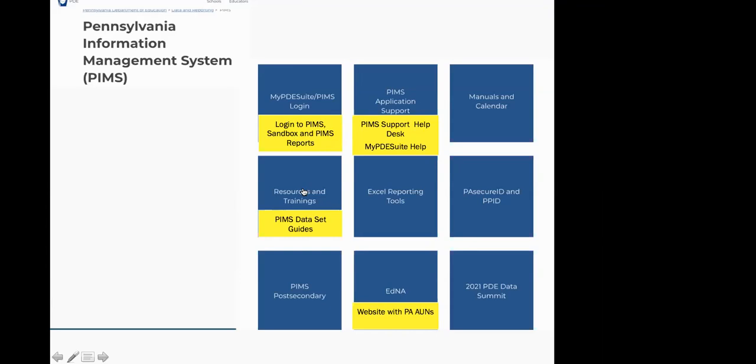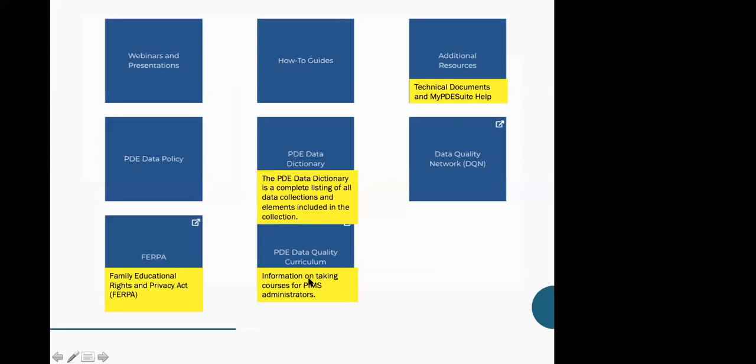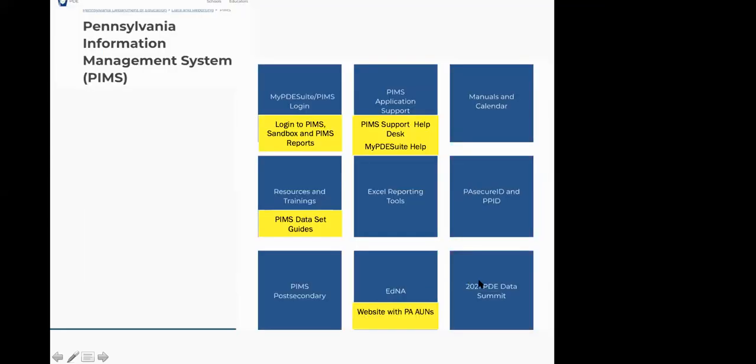This one has all sorts of data set guides, and here we've got EDNA, shortcut to get to EDNA, where all the AUNs are. Our Excel reporting tools, some of our uploads are done with a tool, as you know, such as the support upload. And this is our PA Secure ID and PPID resource area. Manuals and calendars. This is for POST, okay? And that's your Summit information.